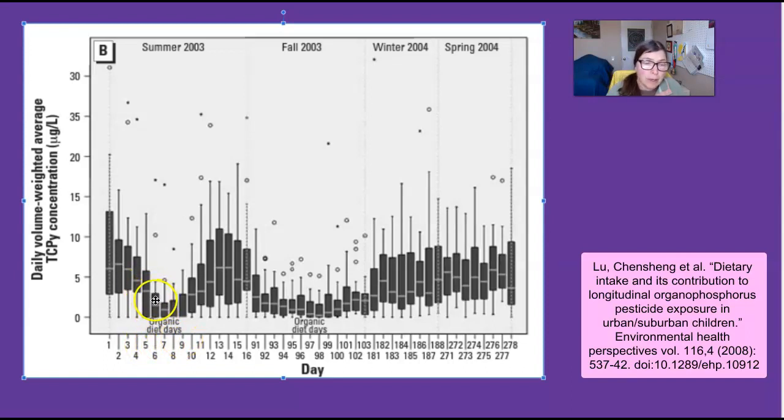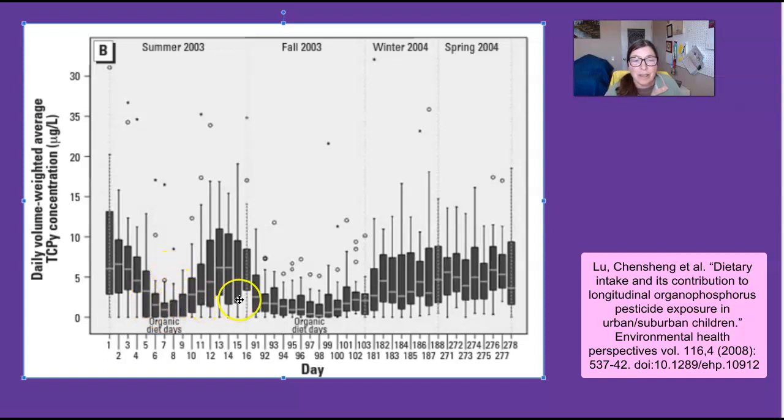You can see it dropped down to 2, and then even down to 1, and even down to 0 by the 4th day of organic food, and it stayed down at 0 for the next 2 days. So you can see that just looking at the medians, the level of pesticide dropped drastically just by switching out of conventional food into organic food.